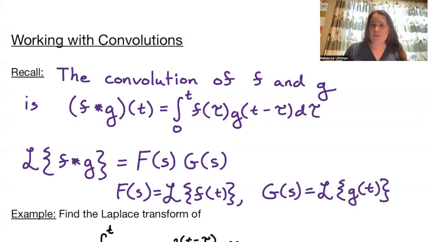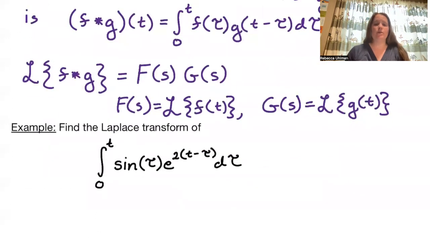So there are a few things that we can do with convolutions. The first thing we're going to look at is just taking the Laplace transform of a convolution. So let's go ahead and take the Laplace transform of the definite integral from 0 to t of sine of tau times e to the 2 times t minus tau d tau.